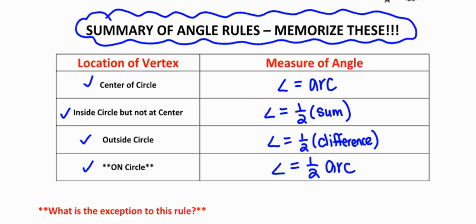So I think if you focus on memorizing the rules that are in this table, that might make things a little bit more manageable for you. The next time that you come back to class, we will talk about the exception to the on-the-circle rule. But in the meantime, I want you to see if you can use the rules in this chart to go ahead and solve the questions on the next page.